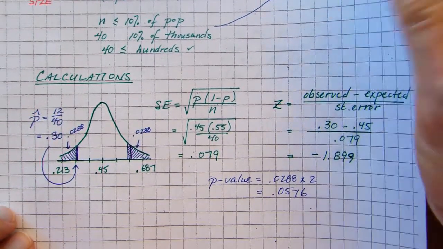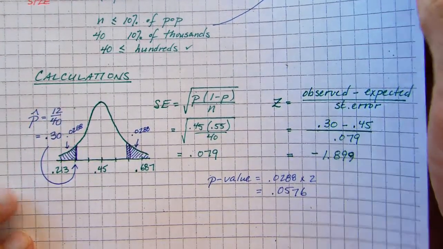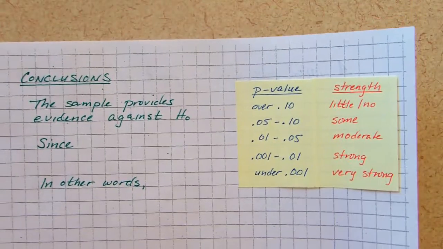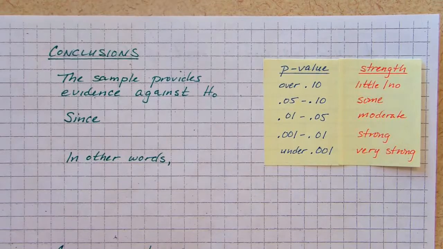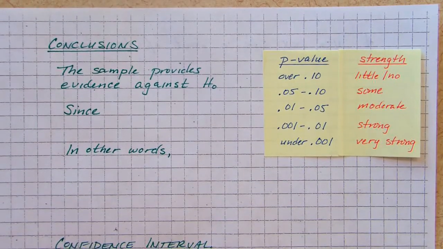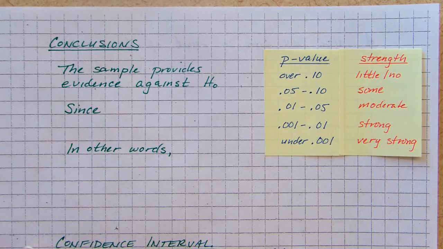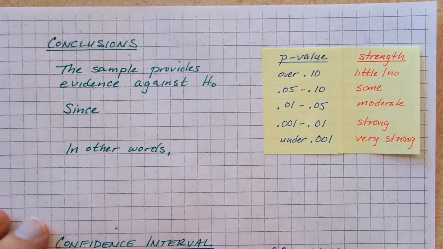Okay, so now we're through the third phase, and we now move on to what we call the conclusions phase. The conclusions are where we really just use the p-value to make a decision about which of the two explanations we're going to go with.